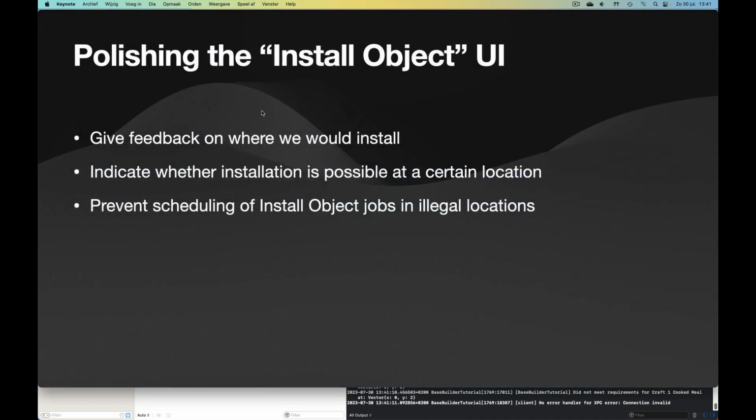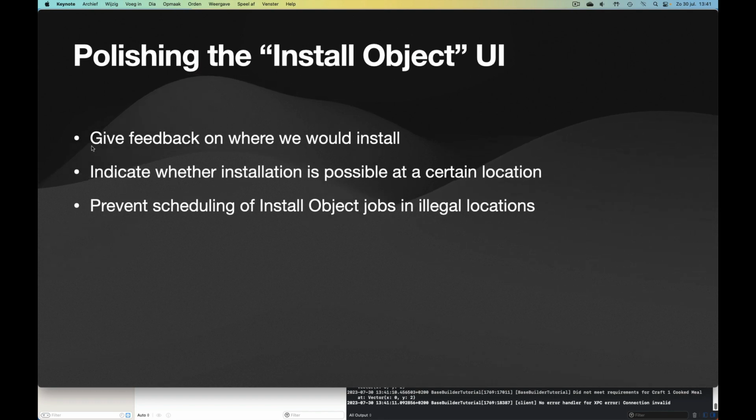So what we're going to do is polish the install object UI, and this will be 3 steps. We will give feedback on where we would install. So we want to show a sort of outline indicating where you hover the mouse, where you're going to be installing the object. We want to indicate whether installation is actually possible at that location. And we want to prevent the scheduling of an install object job in an illegal position.